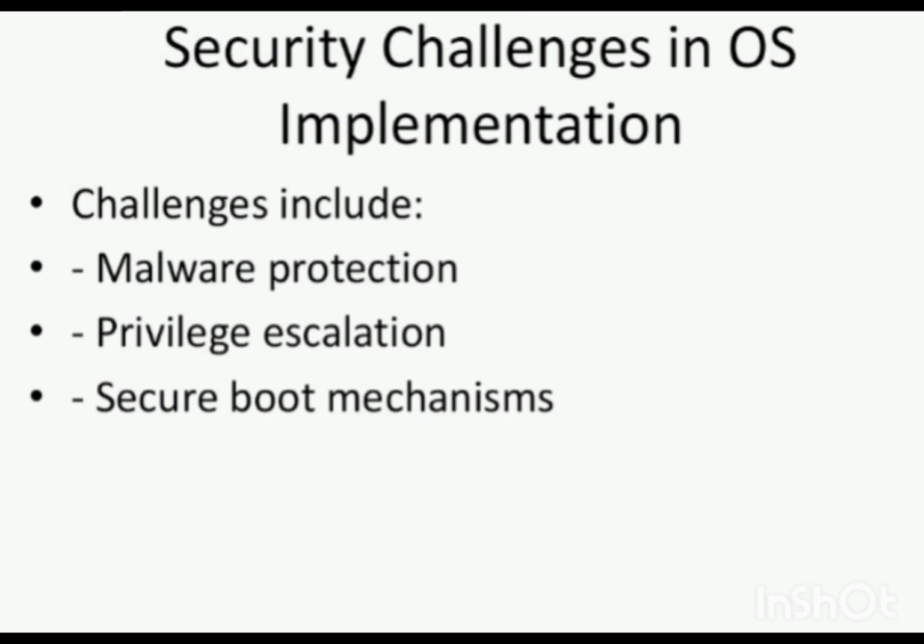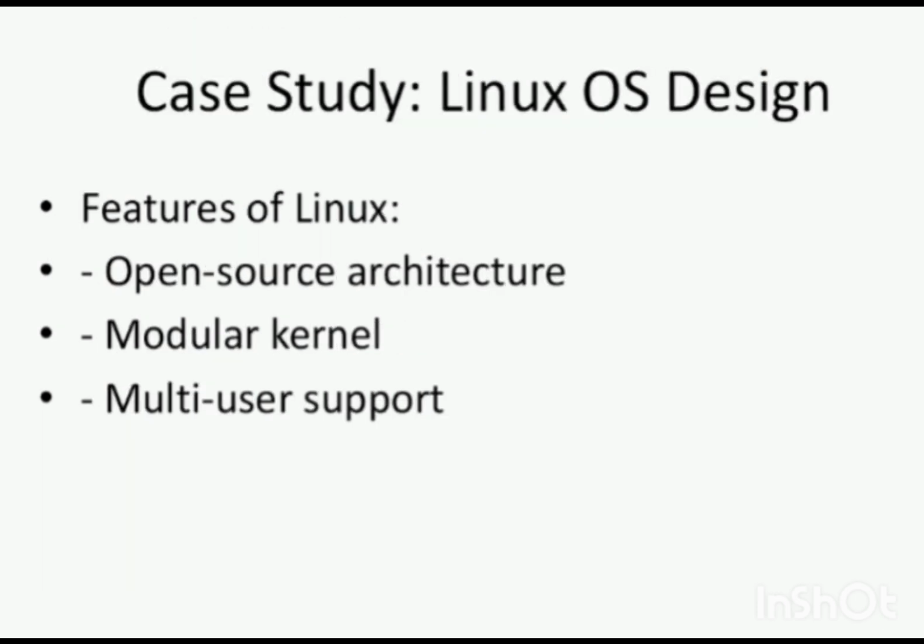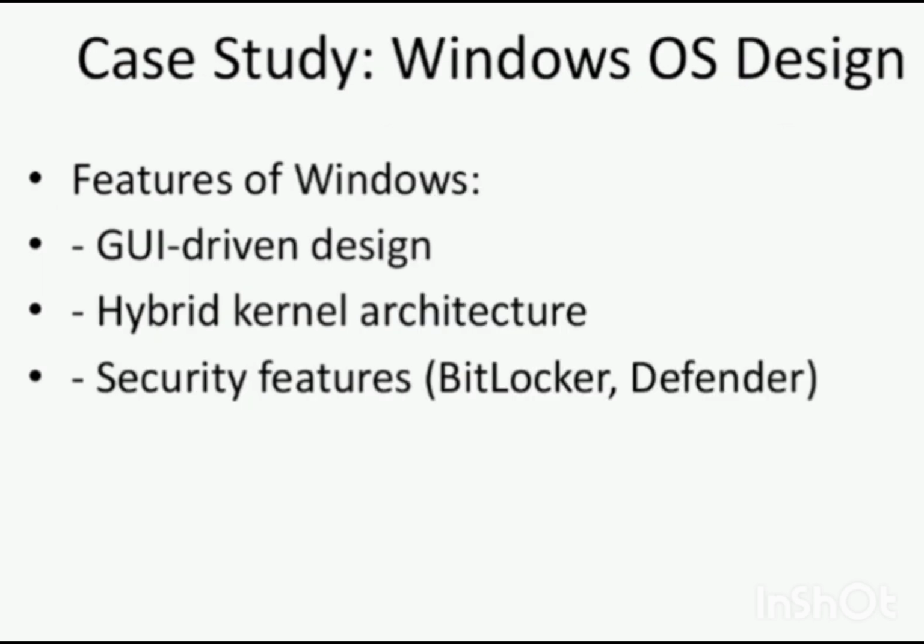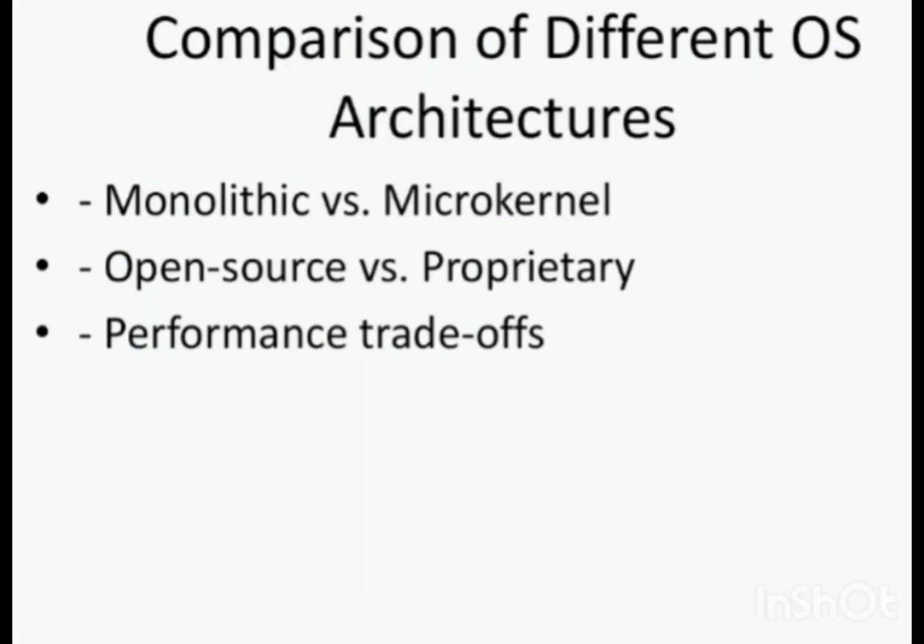Case studies of OS design. Features of Linux: open source architecture, modular kernel, multi-user support. Next, Windows: GUI driven design, hybrid kernel architecture, security features, BitLocker, Defender. Next, comparison of different OS architectures: monolithic versus microkernel, open source versus proprietary, performance trade-offs.